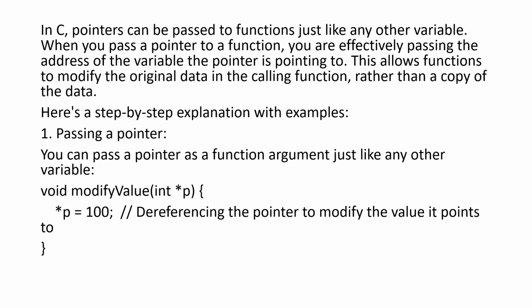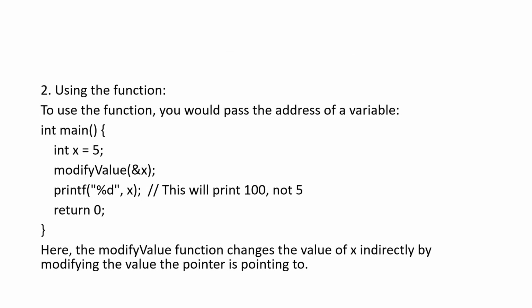You can pass a pointer as a function argument just like any other variable. For example, here modifyValue takes a pointer to an integer as the formal argument. Then *p = 100. Here it is dereferencing the pointer to modify the value it points to. Using the function, you would pass the address of the variable. So here we are calling this modifyValue with the address of the variable x.